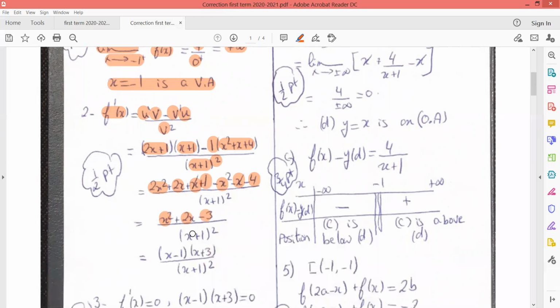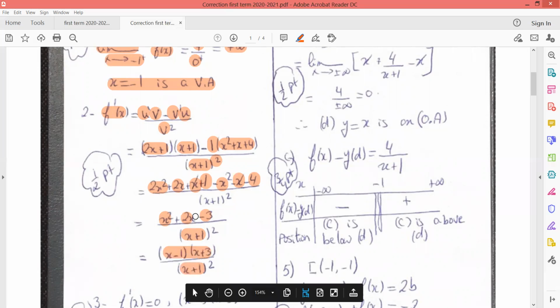Over x plus 1 squared, we get, if we expand x minus 1 into x plus 3, we get x squared plus 2x minus 3. It will be x minus 1 times x plus 3 over x plus 1 squared.